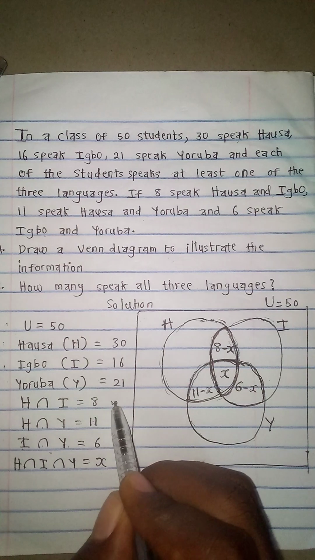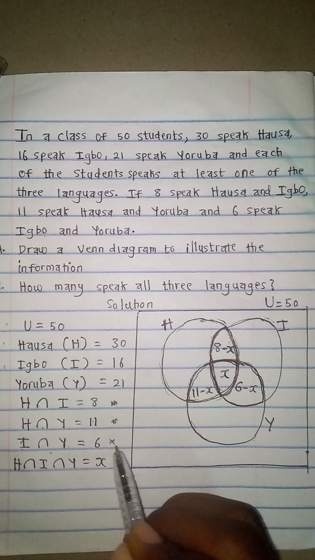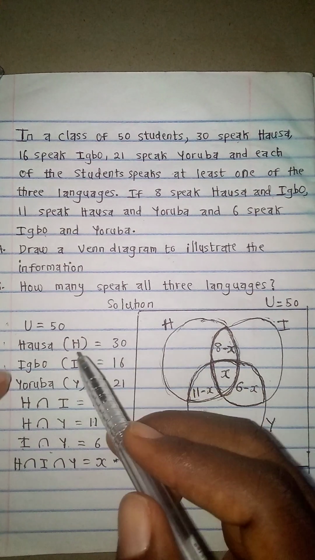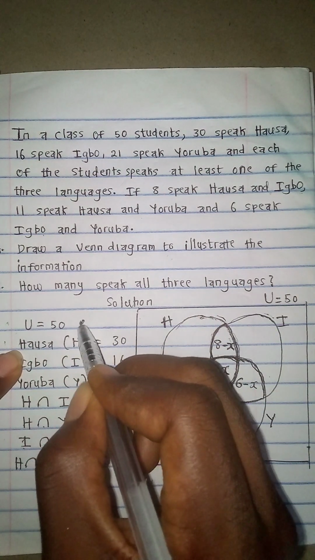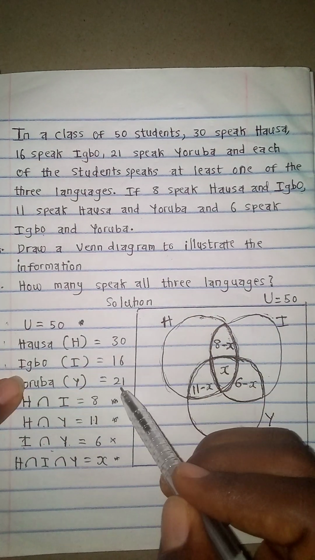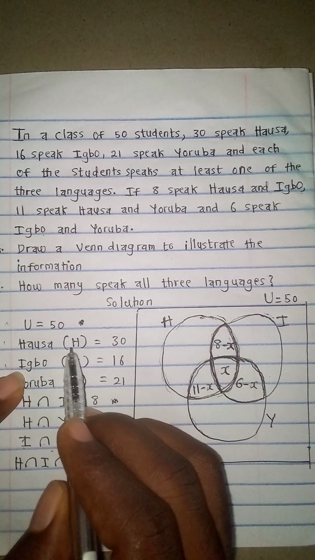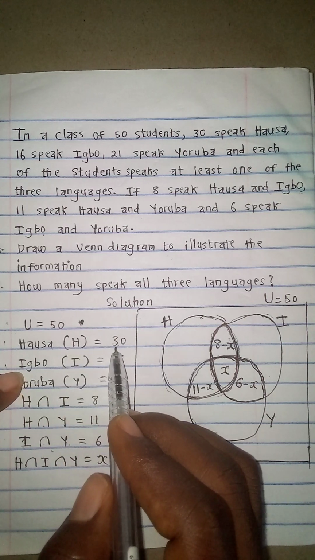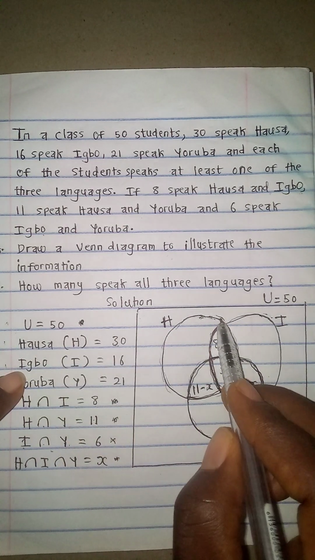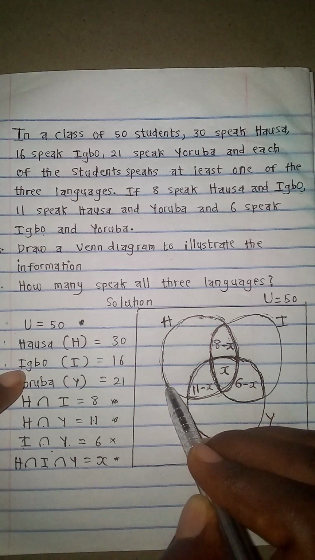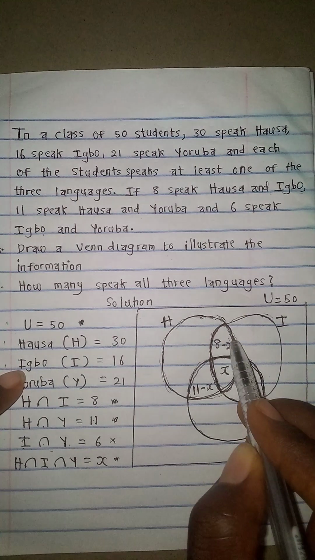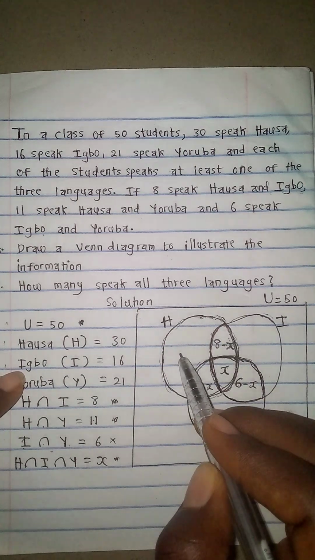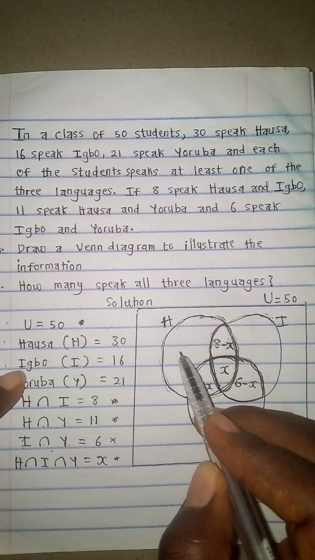We are done with this. In fact, we are done with this too. Now we have 3. In fact, we are done with our universal too. We have 3 more information left. Now, our alpha, which is H, is 30. Where is the circle for alpha? This is the circle for alpha. 30, right? But are we going to write 30 here? No, we can't write 30 here.